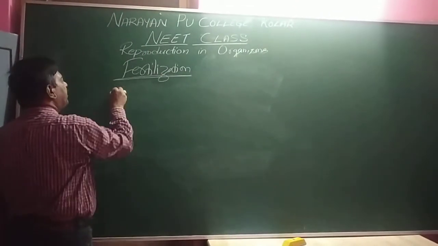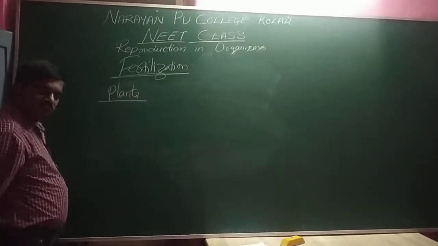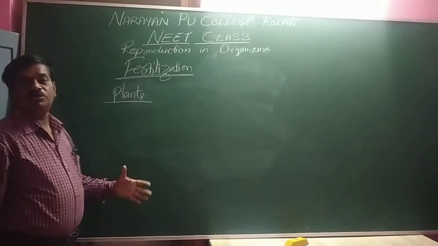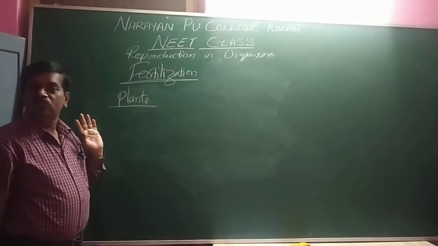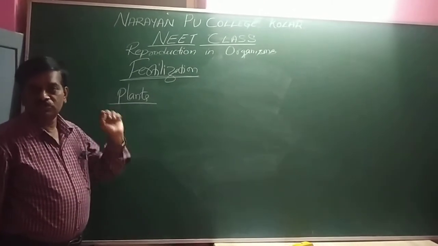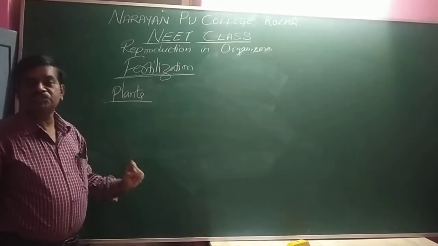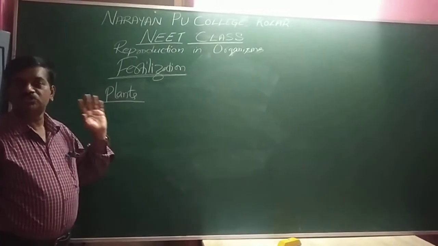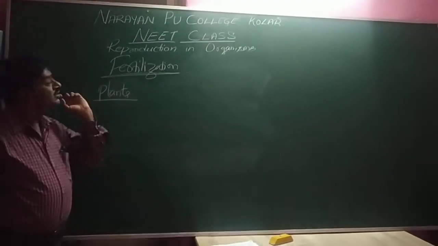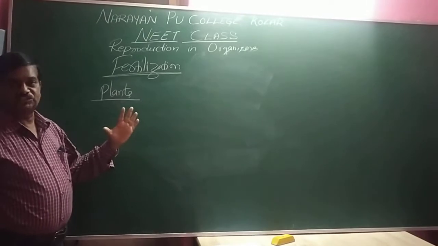When we talk about plants, in higher plants, the plant may be unisexual or bisexual, they undergo fertilization. If it is unisexual, it undergoes cross fertilization. Whereas if the plant is bisexual, it usually undergoes self-pollination. Some of the bisexual plants also undergo cross fertilization.